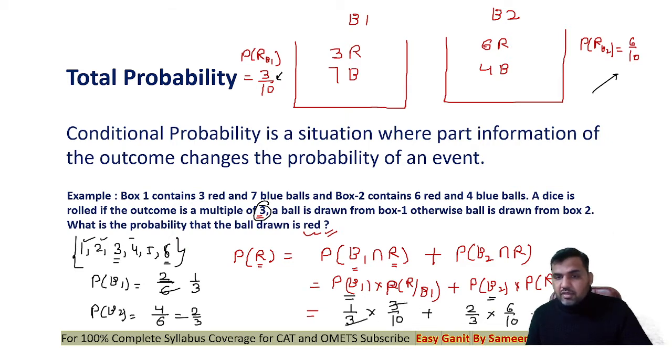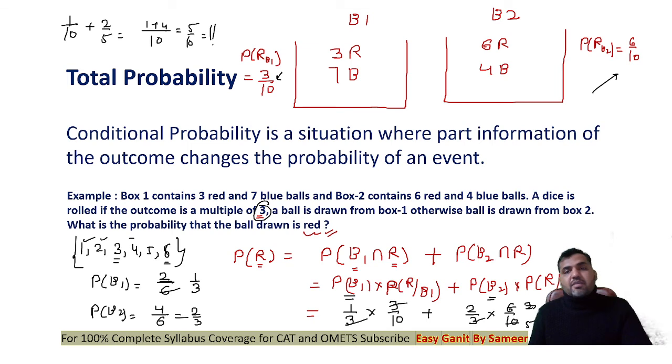This is what you need to solve. That is 1 upon 10 plus 2 upon 5. What is 1 upon 10 plus 2 upon 5, guys? Let me solve it here. 1 upon 10 plus 2 upon 5 will be, with denominator 10, 1 plus 4, that's 5 by 10. That is 1 by 2, guys. That's the correct answer to the question, right? This is how you are supposed to solve this. 1 upon 2 will be the correct answer.